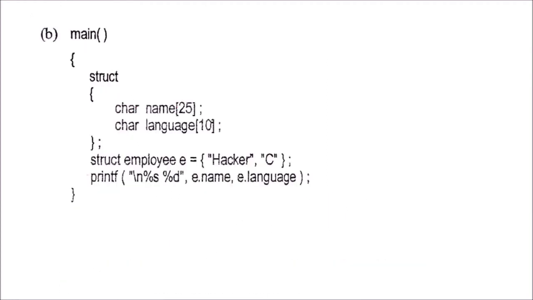Now we have a structure with 2 character arrays. We have made a variable and assigned hacker here and C here, then printed e.name and e.language. But here is a catch. e.name we have printed using %s, but we have printed e.language with %c. This is not done. You have to print it using %s.